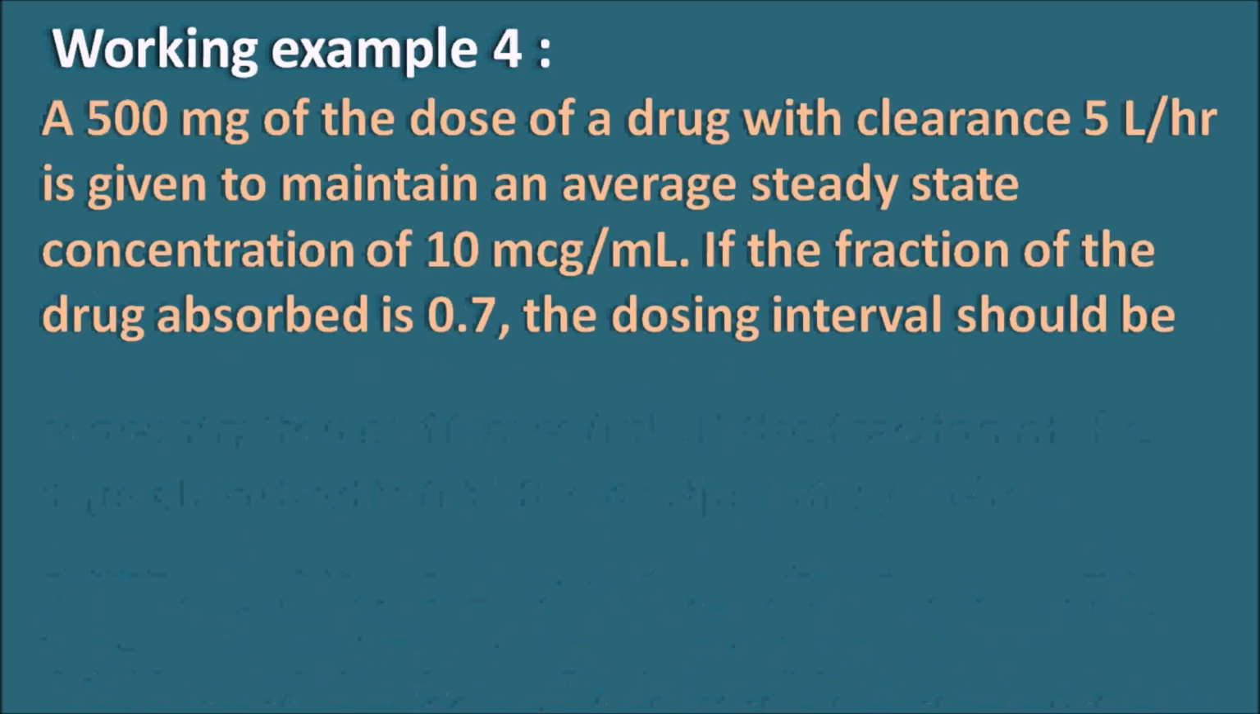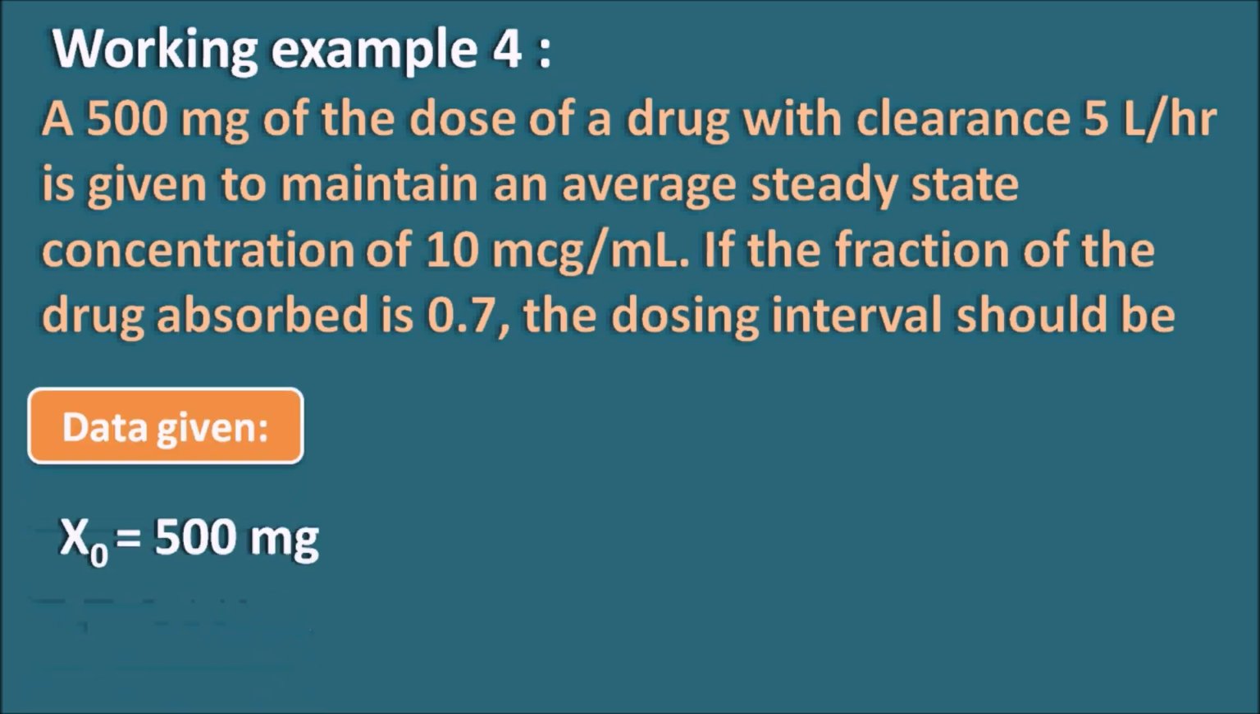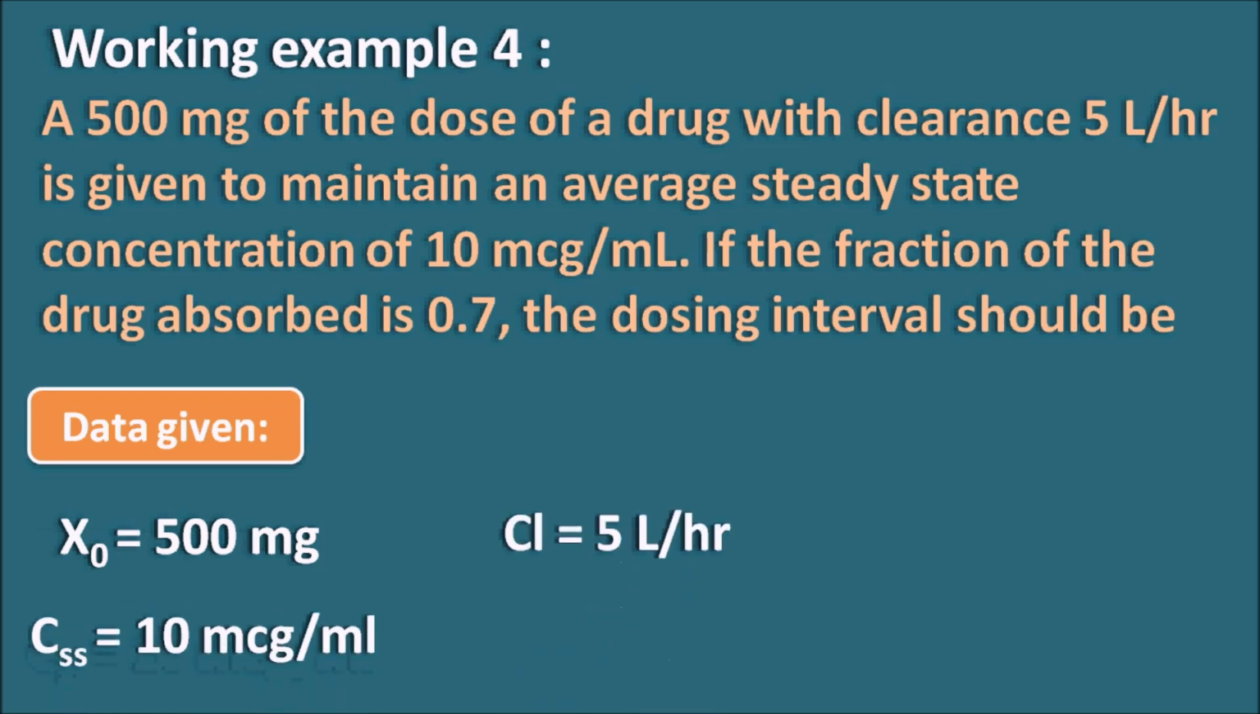Finally, let us go with another example. A 500 mg dose of a drug with clearance 5 liter per hour is given to maintain an average steady state concentration of 10 microgram per ml. If the fraction of the drug absorbed is 0.7, the dosing interval should be? So here the dose is given, X naught is equal to 500 mg, CSS 10 microgram per ml, clearance is 5 liter per hour, and fraction of the drug absorbed F is equal to 0.7. Here we have to calculate how much dosing interval is required to maintain the steady state concentration around 10 microgram per ml.